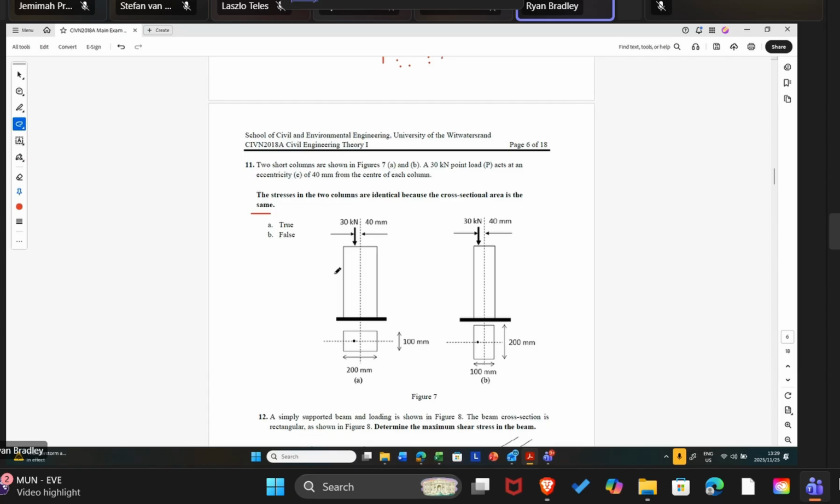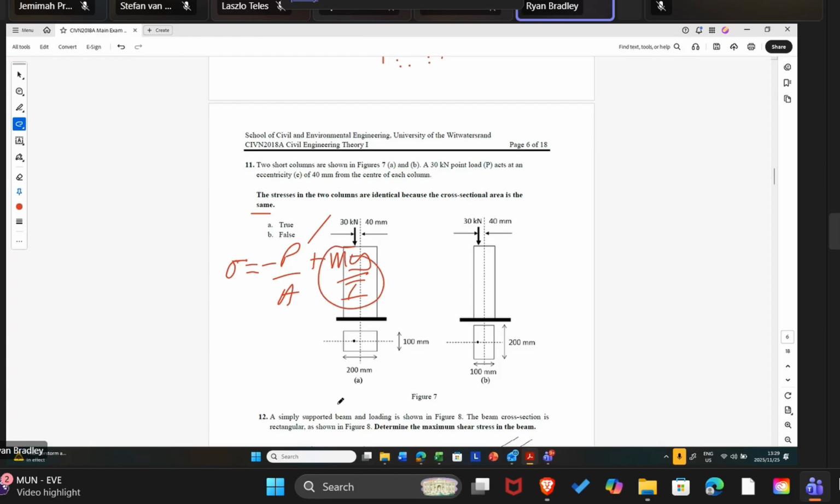All right. So if we just look at the equation, stress equals minus P over A plus minus My over I. In essence, for that statement to be true, P over A must be the same for both columns, and My over I must be the same for both columns. All right. Clearly, P over A is the same. The cross section is 200 times 100, and the force P is 30. So yes, in both columns, this first term here is correct.